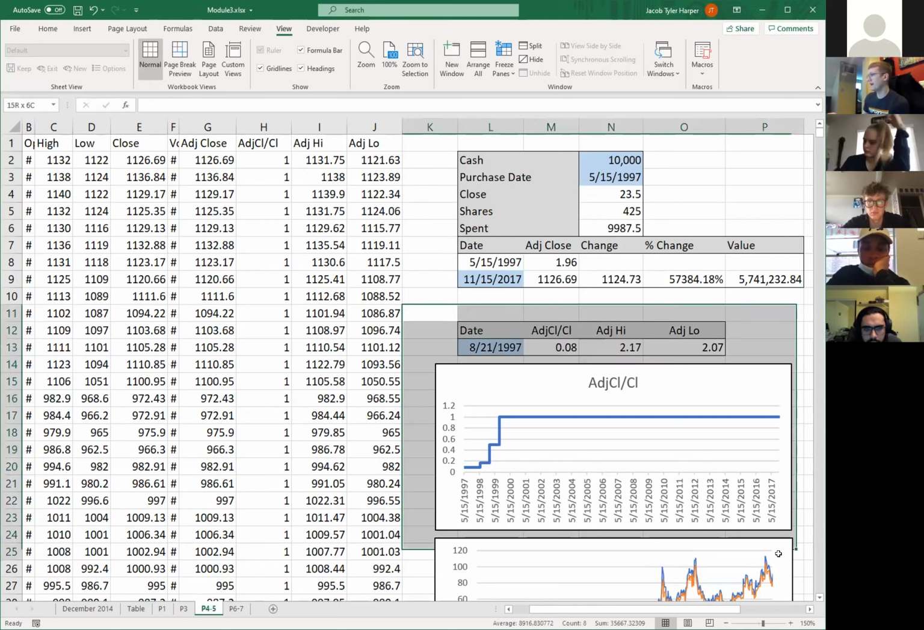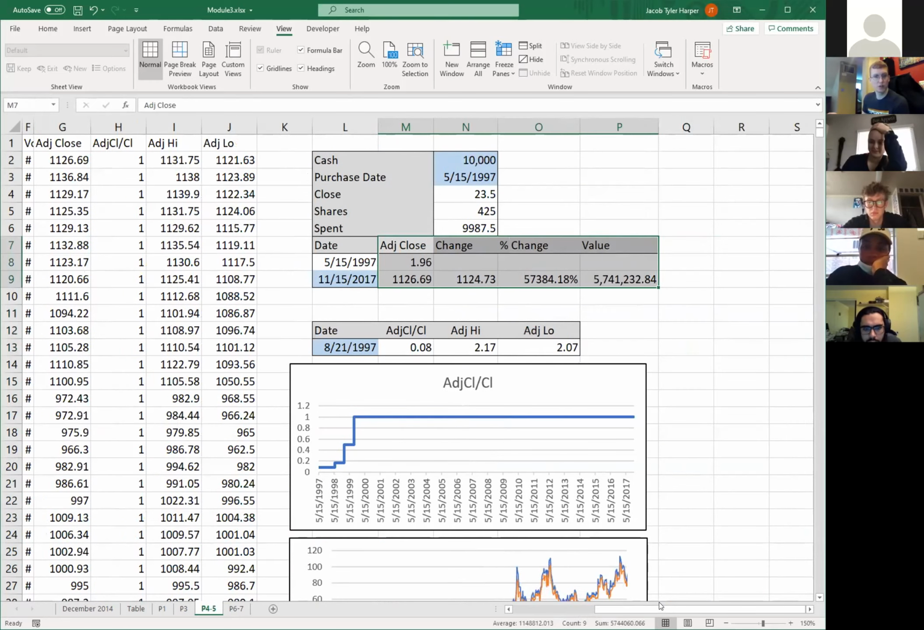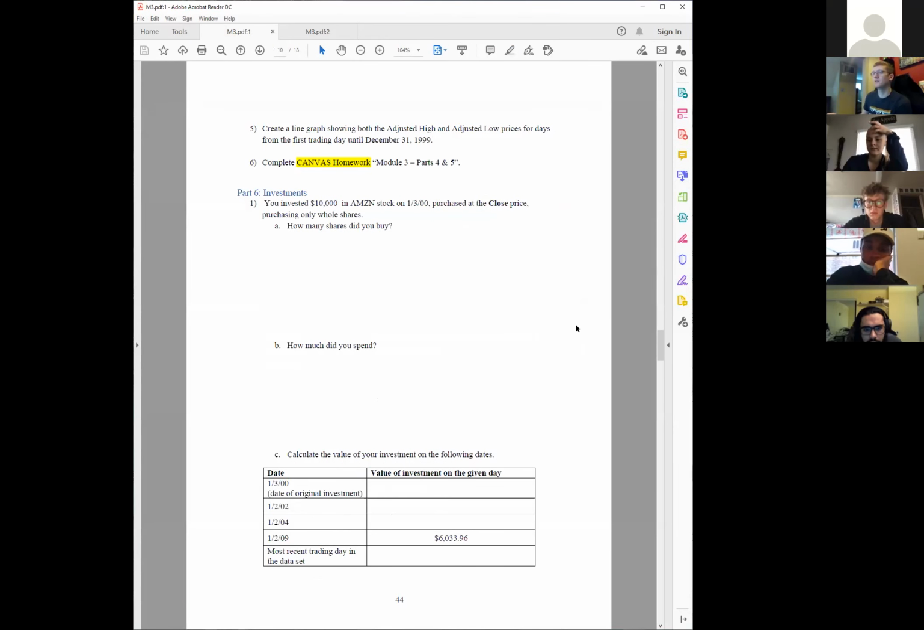It was adding a couple new columns and graphs, and then figuring out how to use this adjusted close stuff so that we can deal with these stock splits. Those are the two new main ideas. What we're working on today is actually pretty similar. We're working on parts 6 and 7. Let's take a look at these questions.